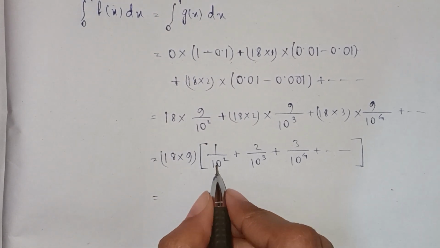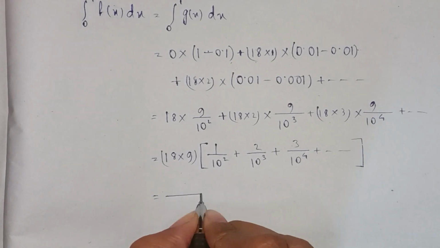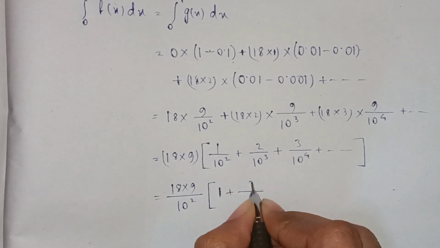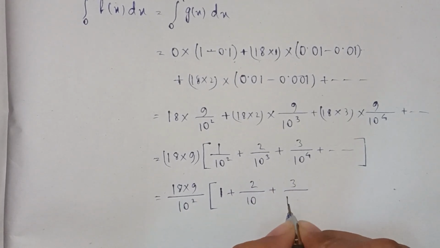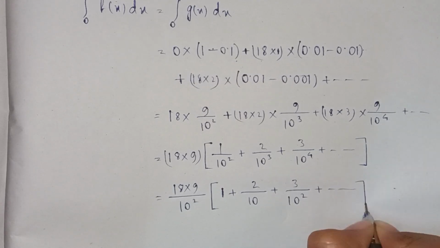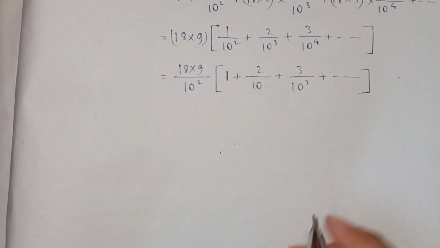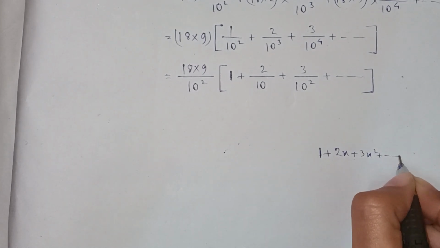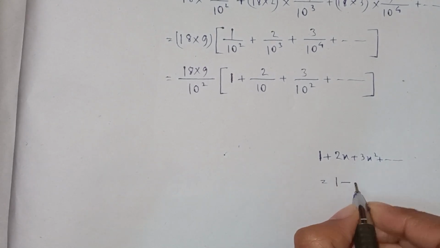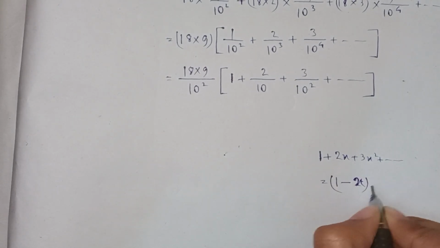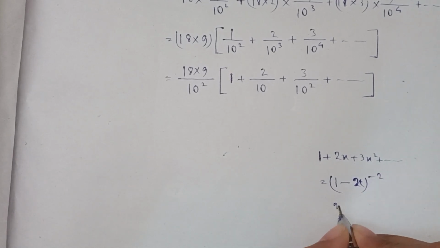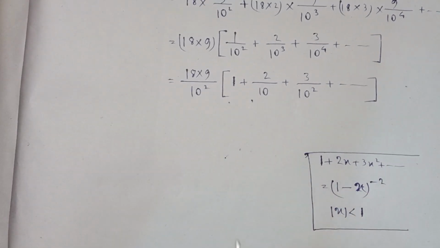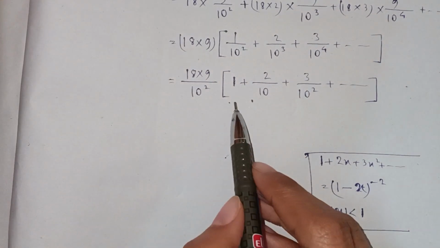So again we will take 1 over 10 squared in common. Let me explain. With 1 over 10 squared in common, it will become 1 plus 2 over 10 plus 3 over 10 squared, and so on. Now we know the formula that 1 plus 2x plus 3x squared plus so on is equal to (1 minus x) to the power minus 2, when the modulus of x is less than 1. We will use this formula to calculate this sum.